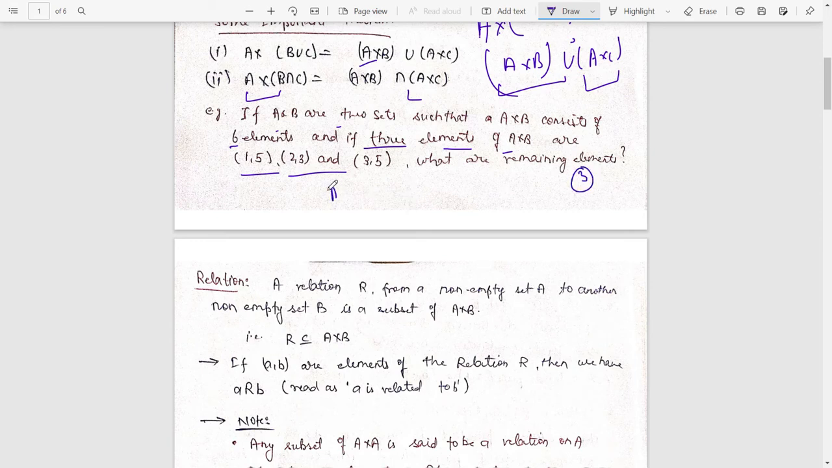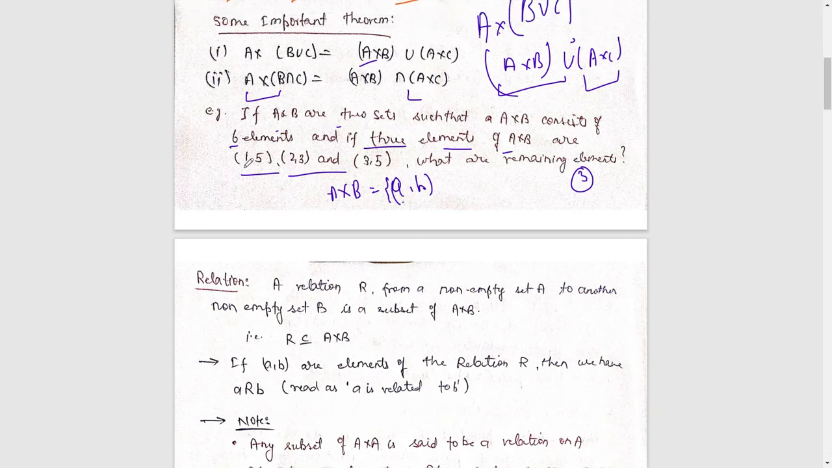In that case, let's focus on one thing: A cross B is a set where the first element will belong to set A and the second element will belong to set B. The first elements are 1, 2, 3, so obviously set A will be 1, 2, 3, because the first element belongs to set A and the second element belongs to set B. The second elements are 3 and 5, because you can see that at the second position you have either 3 or 5. So now we can multiply these two sets together and see all the remaining elements inside this Cartesian product.